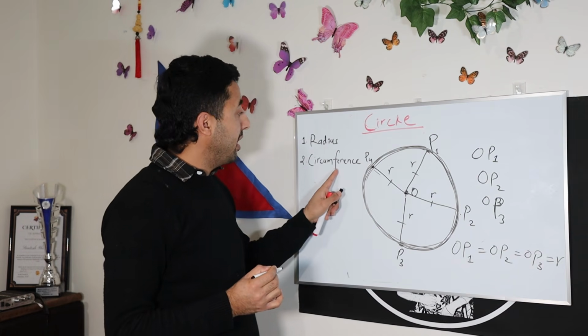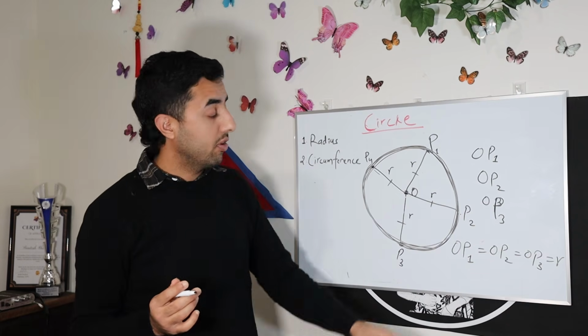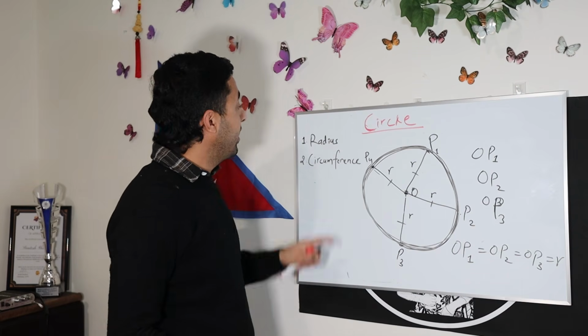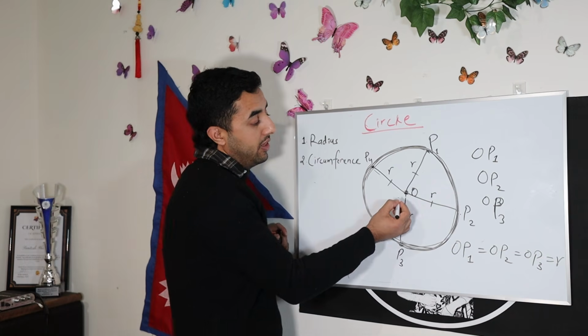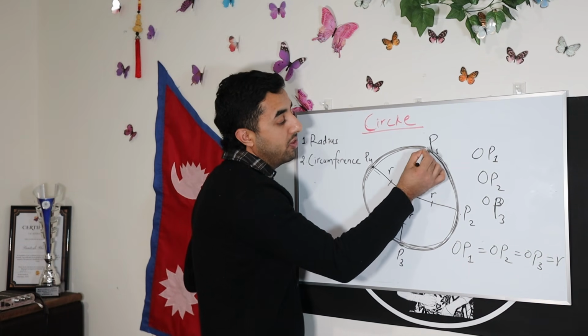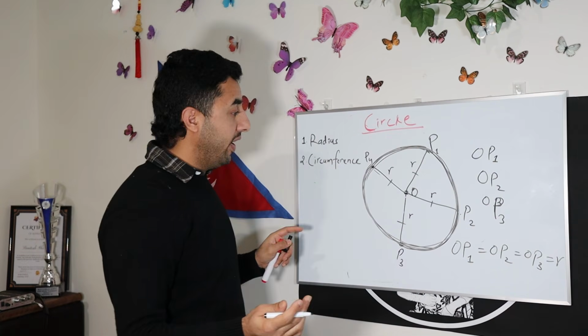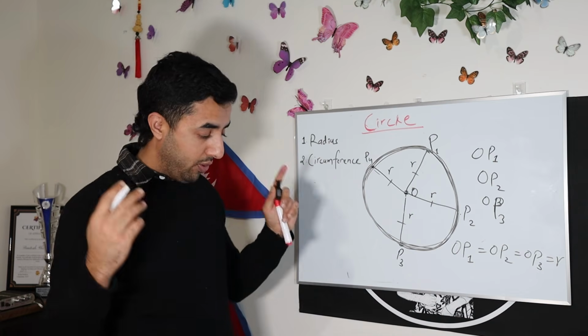It is also called the perimeter of the circle. Circumference is also defined as the perimeter of the circle, or the length of the circle. And the radius is defined as the distance, the length from the center of the circle to any point on the circumference. To any point on the circumference is called radius.